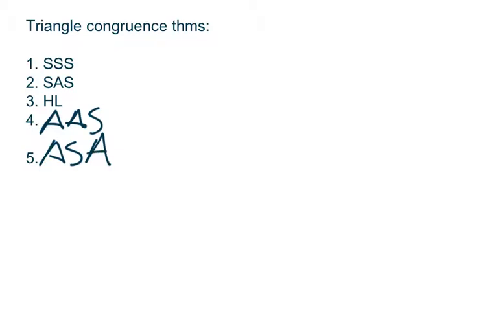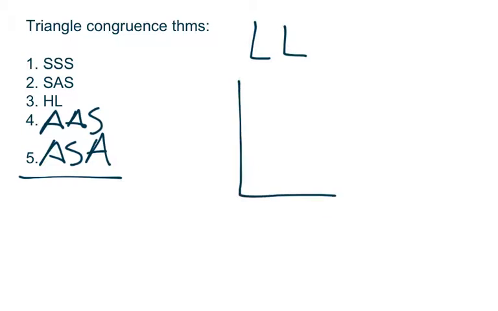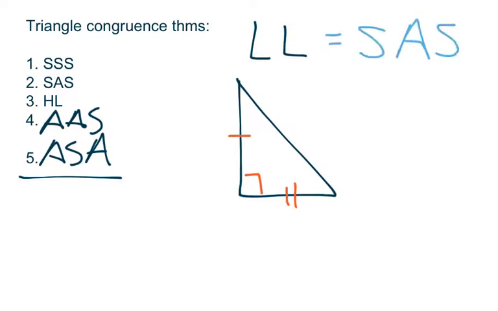Okay. To finish this off, I wanted to go over some things. Some books have some other theorems that are not on this list, but we have covered them. Okay, some have what's called leg-leg. Now, if you look at a right triangle here, and you've got a leg and a leg congruent, you see that's really just a special case of side, angle, side. So we don't need this leg-leg. We can just always use side, angle, side.